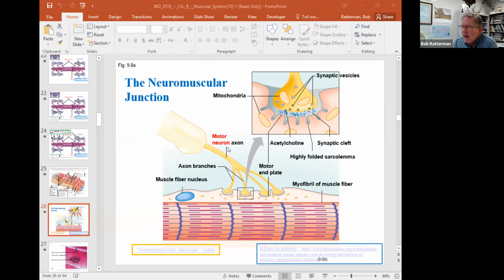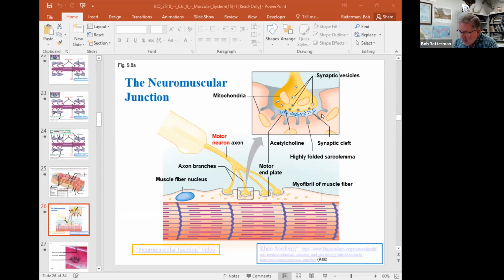So this is the diagram that references the motor neuron coming down here. Here's the tip of the axon. And it makes very close contact with the sarcolemma of the muscle fiber, which is the cell membrane of the muscle fiber. This is called the motor end plate of the sarcolemma. See how it's very folded here? Any idea why it's highly folded? Well, for more surface. Increases surface area, exactly. That's the answer.